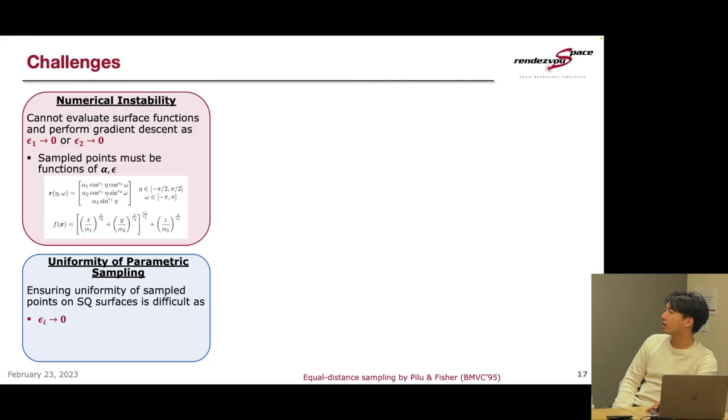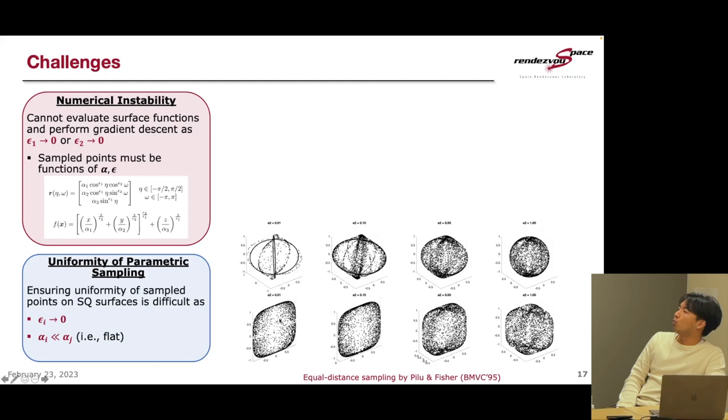The second issue is the parametric sampling. So basically, we need to be able to sample uniformly from the surface of these superquadrics. And I'll explain why that's important for training the neural network. But the problem also is, there's an issue with epsilon going to zero, but also when one side becomes extremely small compared to the other dimension.